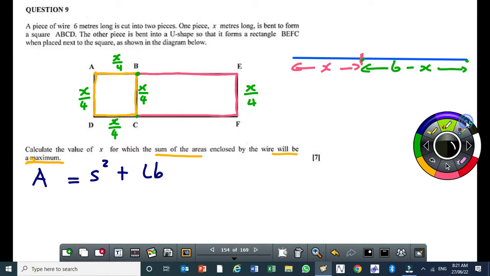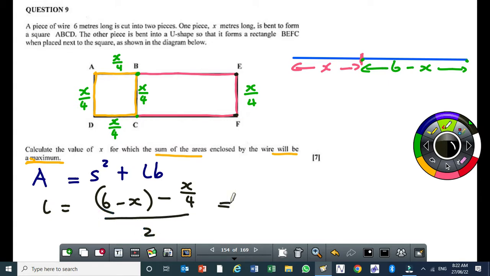So the length of the rectangle is going to be equal to 6 minus x minus x over 4, because we know that the length of EF is x over 4. That x over 4 is part of 6 minus x. So if you want to calculate the length of BE or CF, we have to subtract x over 4 from 6 minus x, then we divide the resulting answer by 2 to get the length. Right? So we divide this by 2.